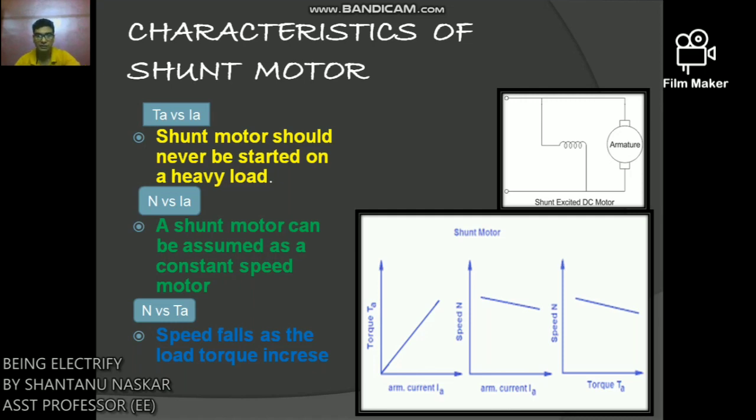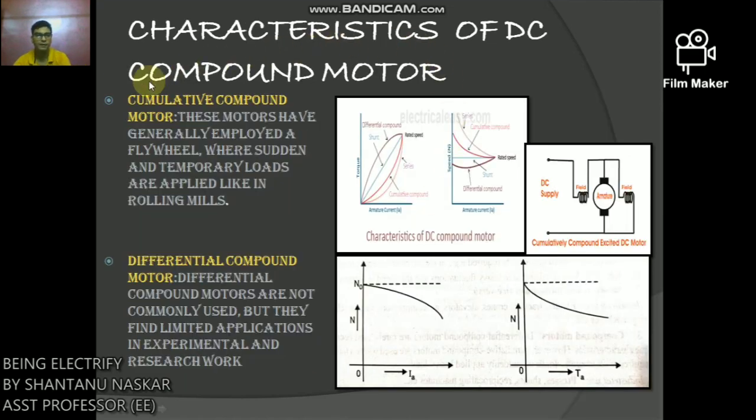Now comes the compound motor, cumulatively compound and differential compound. These motors generally employ a flywheel where sudden and temporary loads are applied, like rolling mills. Differentially compound motors are not commonly used, but they find limited application in experimental and research work. So coming to the characteristics of the cumulative compound motor.